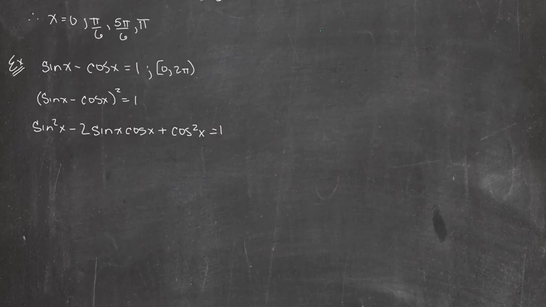So just to make sure that I didn't lose you, let's say sine x is a and cos x is b. And so we're really just looking at the square of a binomial, where it's the first number squared minus 2 times the first times the second plus the second squared.